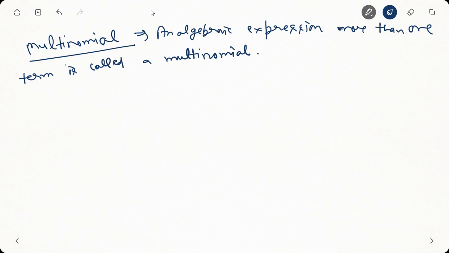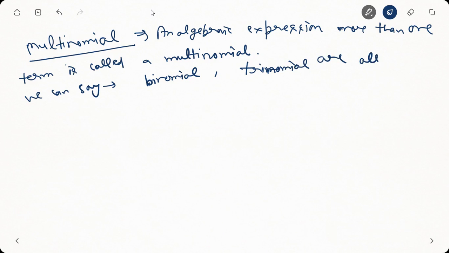So we can say that binomial, because binomial has two terms which is more than one, right? Trinomial are also multinomials, right?